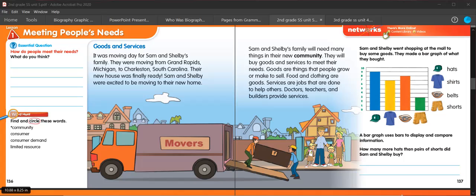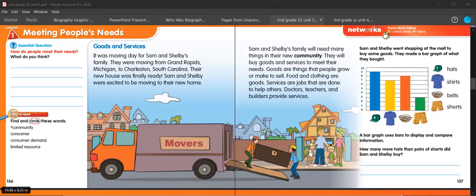Goods and services. It was moving day for Sam and Shelby's family. They were moving from Grand Rapids, Michigan to Tampa, Florida. Their new house was finally ready. Sam and Shelby were excited to be moving to their new home. Sam and Shelby's family will need many things in their new community. They will buy goods and services to meet their needs.